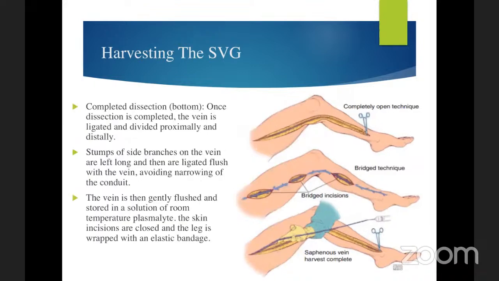Once dissection is completed, the vein is ligated and divided proximally and distally. Stems of side branches on the vein are left long and then ligated flush with the vein, avoiding narrowing of the conduit. The vein is then gently flushed and stored in a room temperature solution. The skin incisions are closed and the leg is wrapped with an elastic bandage.